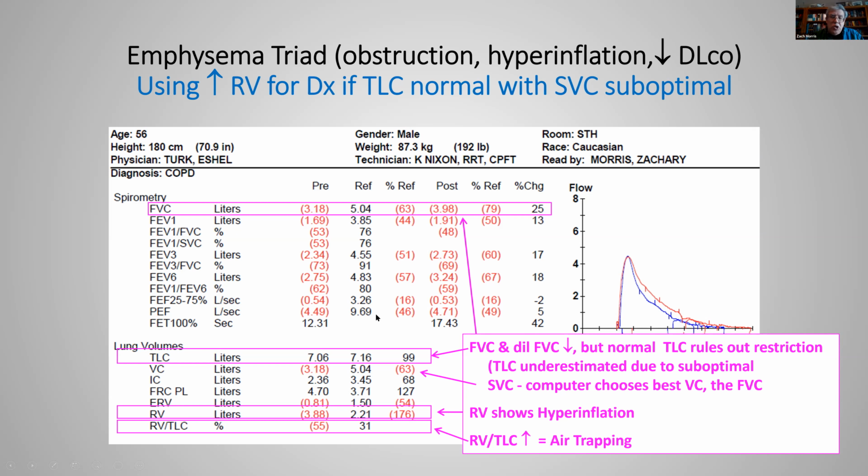Now I need to call your attention to something else too that nobody ever seems to pick up downtown, but you gotta be careful because with the current software, notice how the post-dilator forced vital capacity here is much higher than the pre-dilator FVC. Well, the FEV1 to SVC ratio in our current software is not able to use this number. All future software has corrected that problem based on guidelines that the FEV1 to SVC ratio is going to take the highest vital capacity, no matter where it occurs, post-dilator, pre-dilator. So you need to pay attention to your retest.